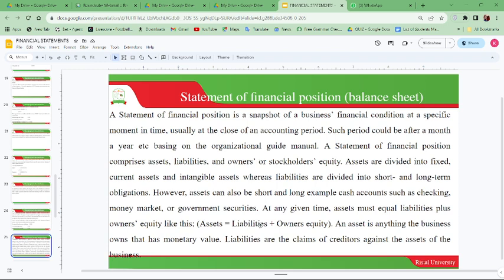So an asset is anything the business owns that has monetary value. Liabilities are the claims of creditors against the assets. So it means it's an obligation. Liabilities are the obligations of the business, whereas the assets are the resources of the business.